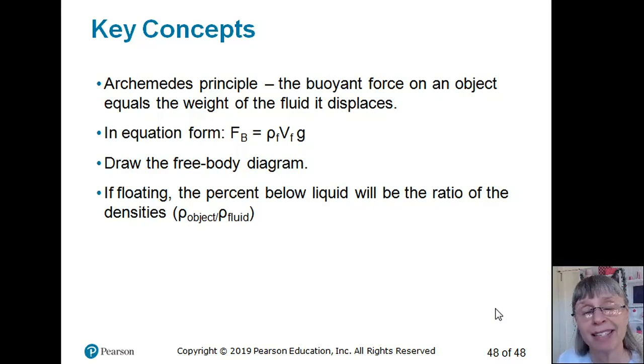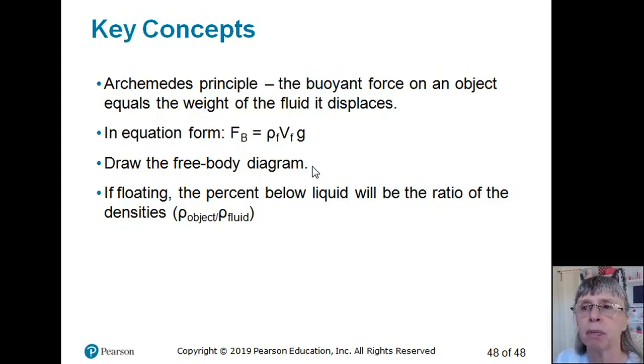So the good news is that's the end of this section. The key concepts for this section, and if you noticed, this section was about half of what we did for the entire chapter. We covered Archimedes' principle, and that said that the buoyant force on an object is equal to the weight of the fluid that the object displaces. In equation form, the buoyant force is equal to the density of the fluid times the volume of the fluid displaced times g. Whenever you're dealing with buoyant forces, please draw the free body diagram. Even though it's simple, please draw it.